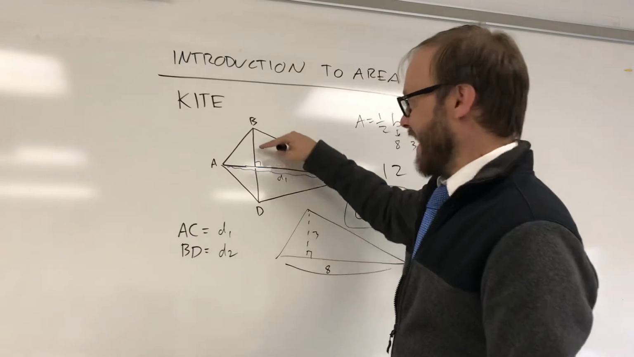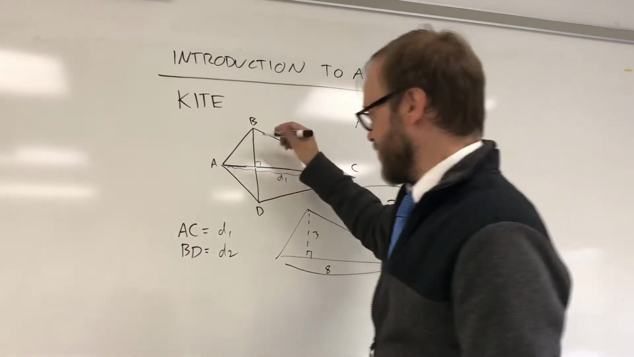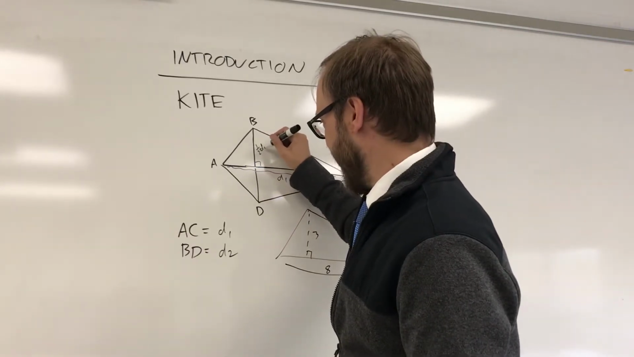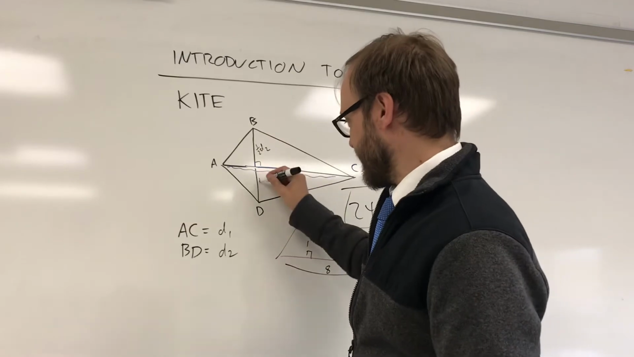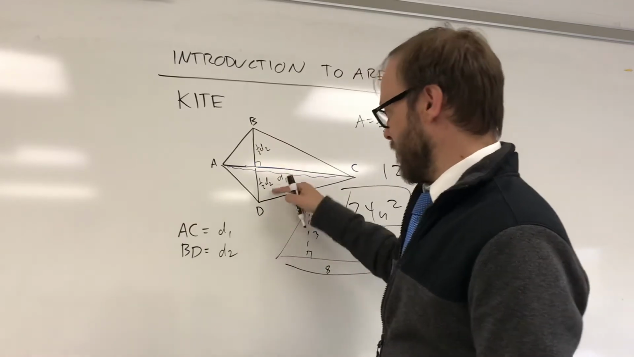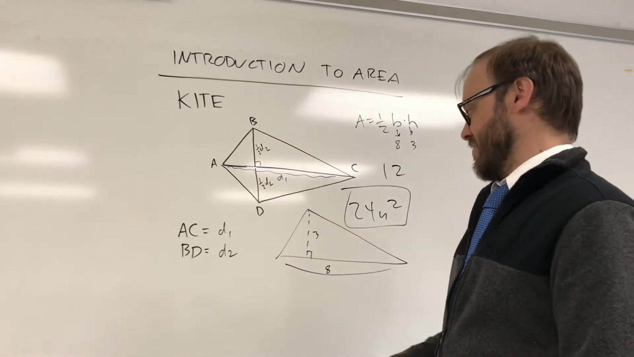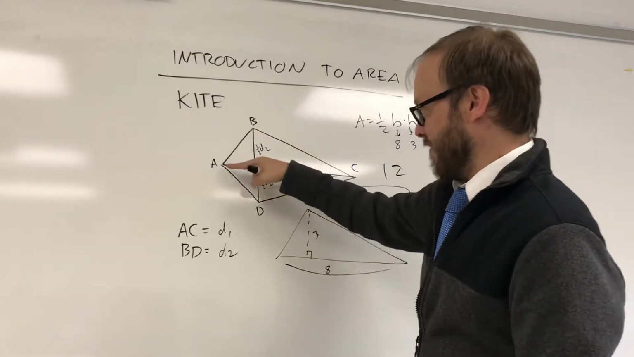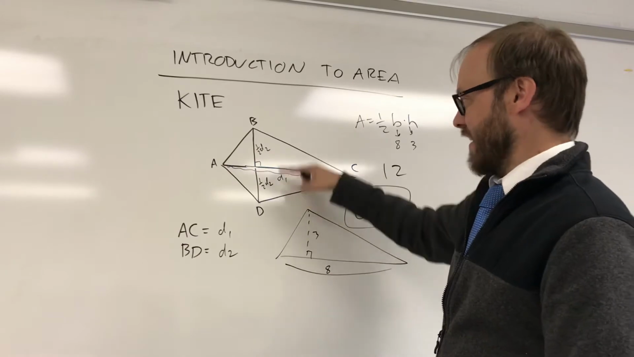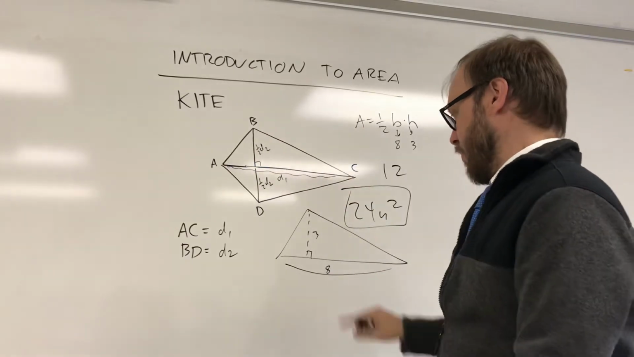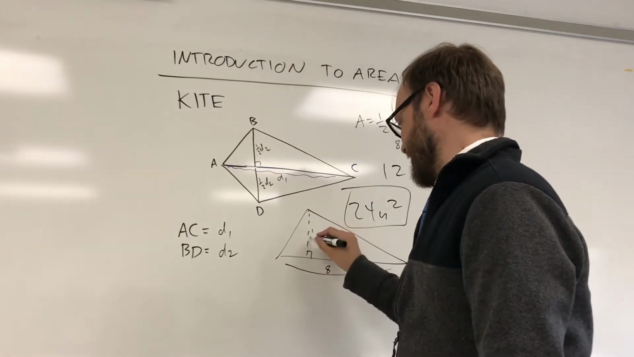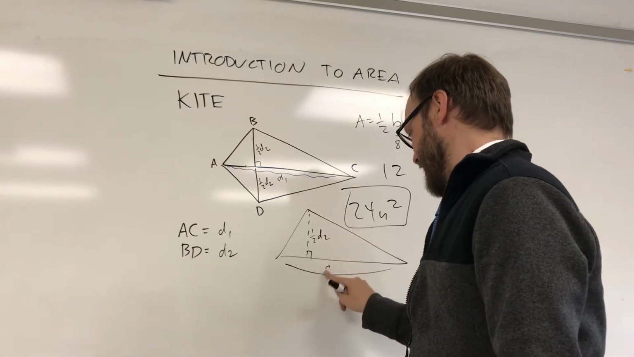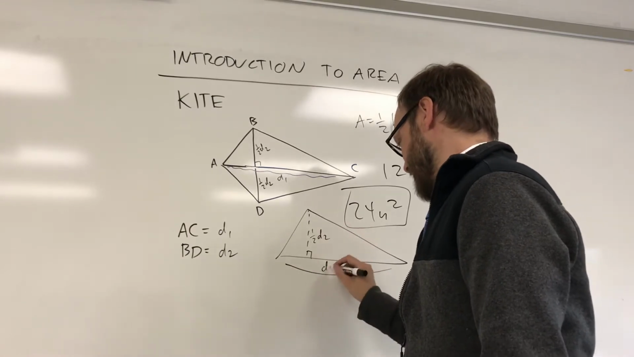Diagonal 2 is getting broken up into parts. So this is going to be 1/2 of diagonal 2, and this is going to be 1/2 of diagonal 2, and the two parts add up to just D2. I'm going to look at this upper triangle here. I have a base representation, D1, and a height representation, 1/2 D2. So the height is going to be 1/2 D2, and the base is going to be D1.